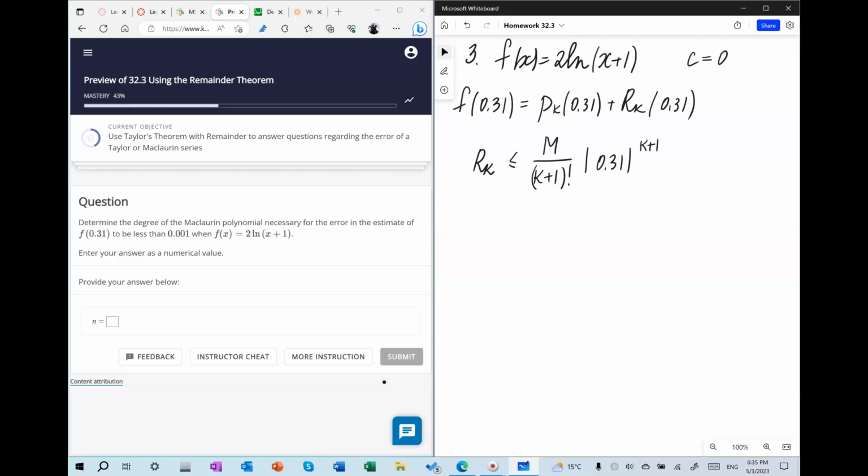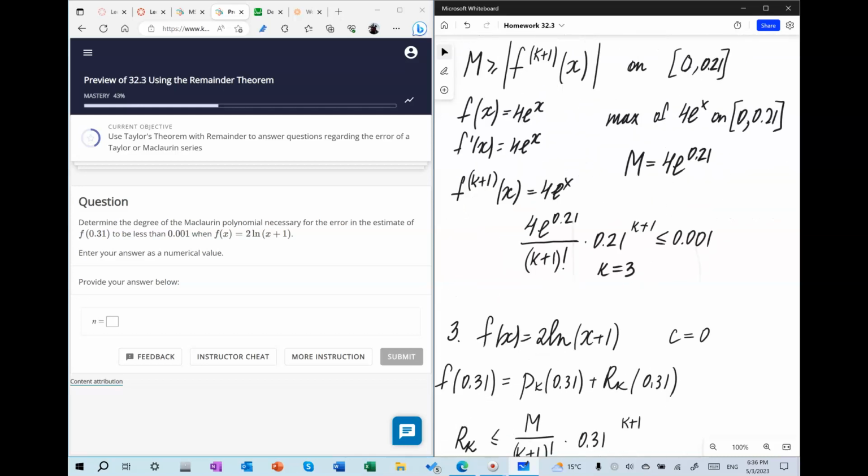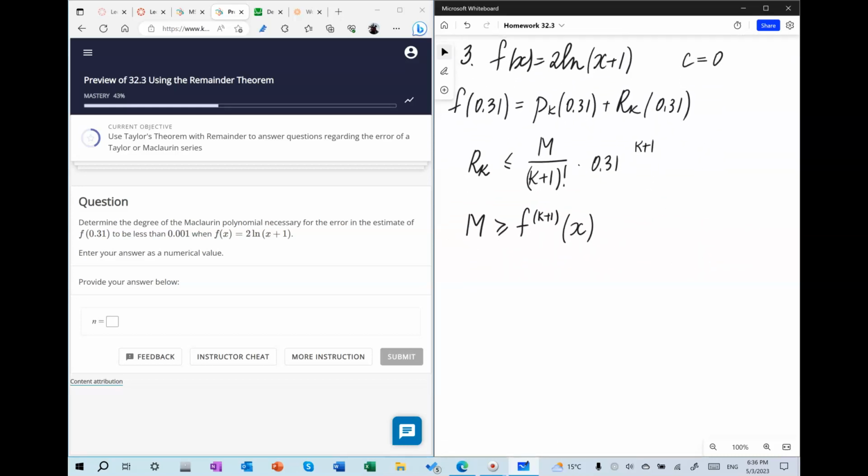And we actually don't need the absolute values here. We need to find M. M is the upper bound for the k plus 1 derivative. Actually, it's an upper bound. Did I write it correctly here? Yes. It's an upper bound on the interval from the center to the value. And to identify this upper bound, we're going to start differentiating.